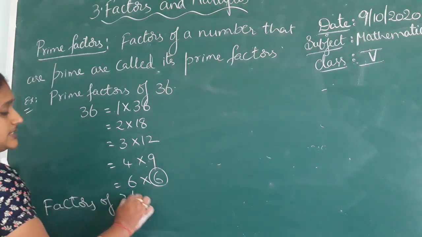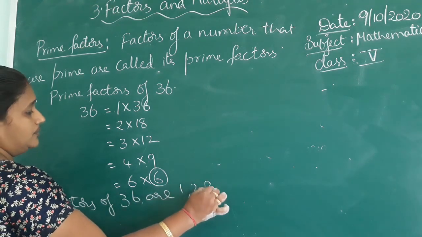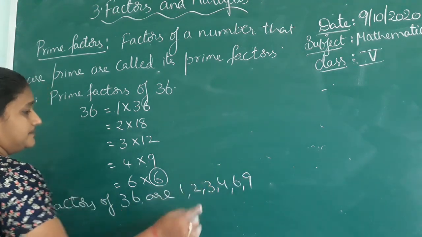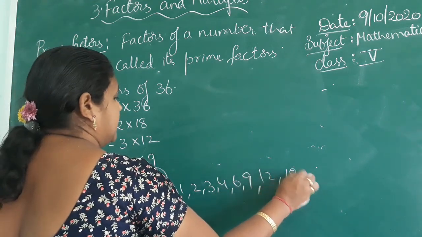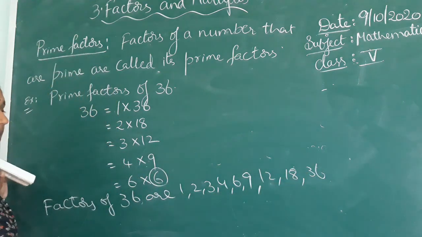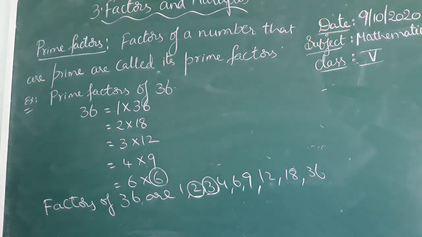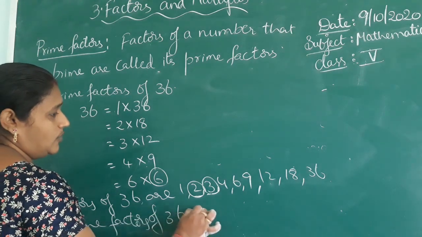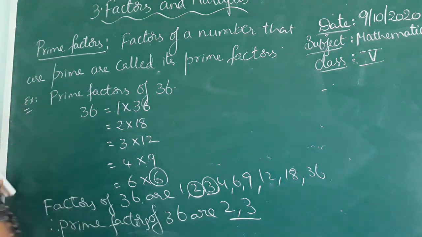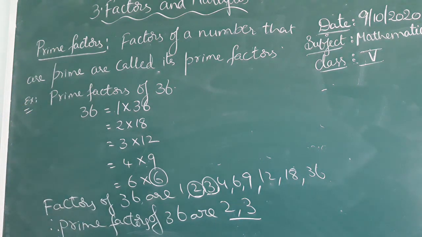So the factors of 36 are 1, 2, 3, 4, 6, 9, 12, 18, 36. In that, which are prime? 2 and 3. Therefore, the prime factors of 36 are 2 and 3. Like that you can find the prime factors of a number. First we have to find the factors of the number, and then choose which are prime in that, and you can select the prime factors of that number.